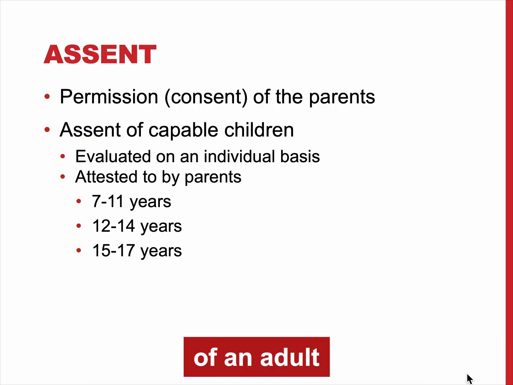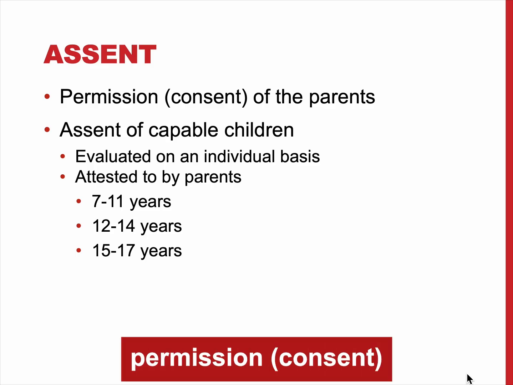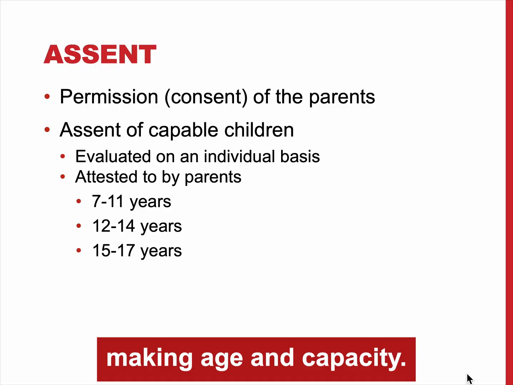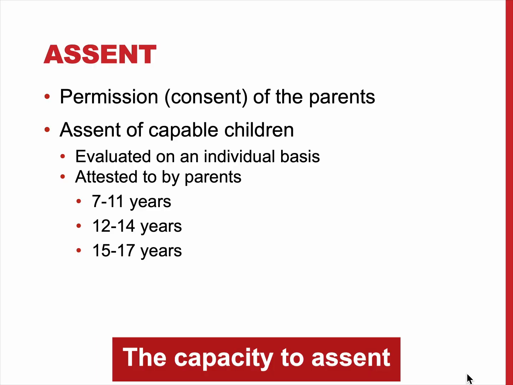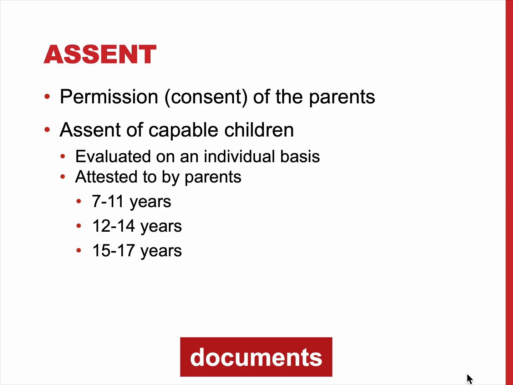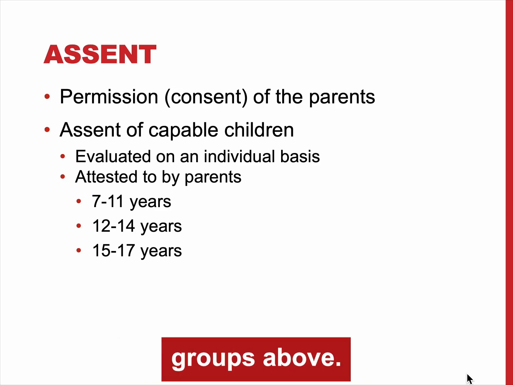Consent is the agreement of an adult to participate in a study. Assent is the agreement of a child to participate in a study. For a child to participate in a study, both parental permission, consent, and assent of the child are required if the child is of decision-making age and capacity. The capacity to assent should be evaluated on a case-by-case basis. Separate assent documents must be prepared for each age category and reading level, usually in the three broad age groups above.